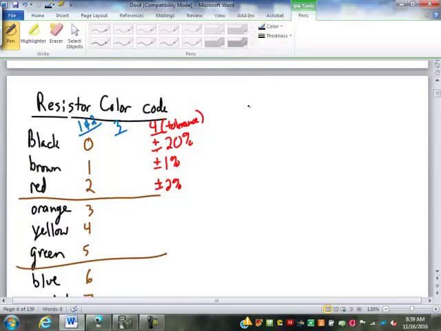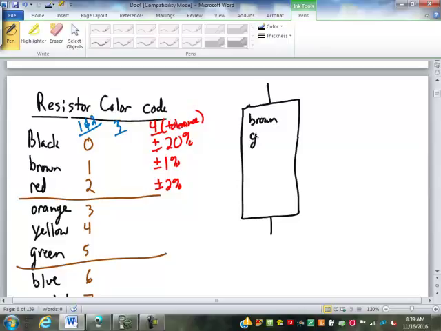So let's take a look at a resistor here. Let's say this first band is brown, then green, red, and silver. Notice I've got it separated out. The first two bands, then the third, and then the fourth.